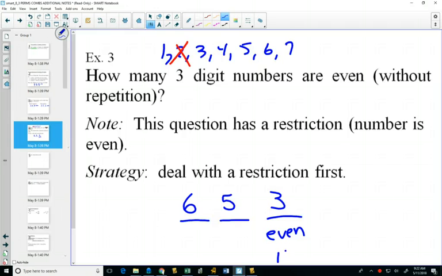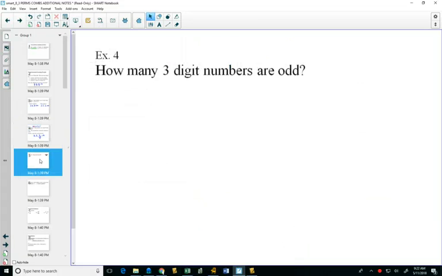So you need to do this first. If you have a restriction, you need to deal with your restriction first. And so we end up with 90 different even numbers. So I want you to try this one.